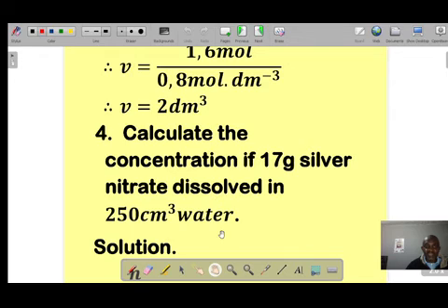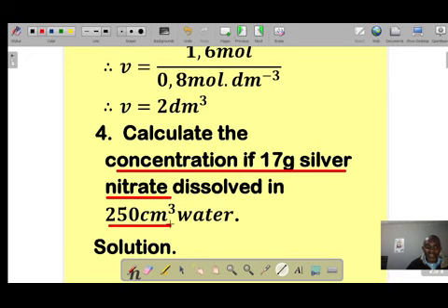Now, sometimes it can be a little bit more interesting. They can say: calculate the concentration of 17 grams of silver nitrate dissolved in 250 cubic centimeters of water. Let us check it out. The question wants what? Calculate the concentration. So we want our concentration of 17 grams of silver nitrate dissolved in 250 cubic centimeters of water. So what do we want? We want the concentration, C.